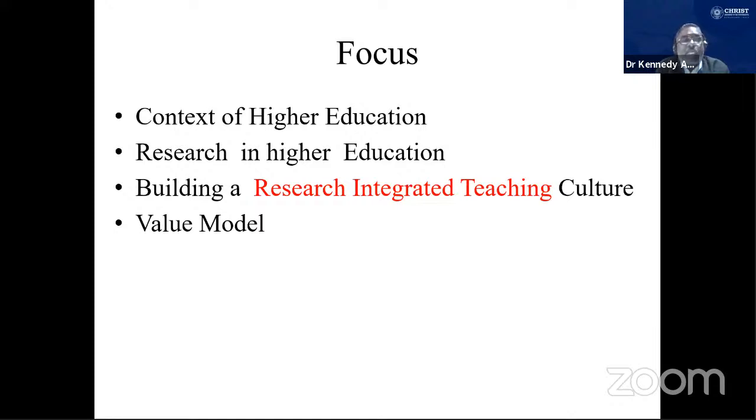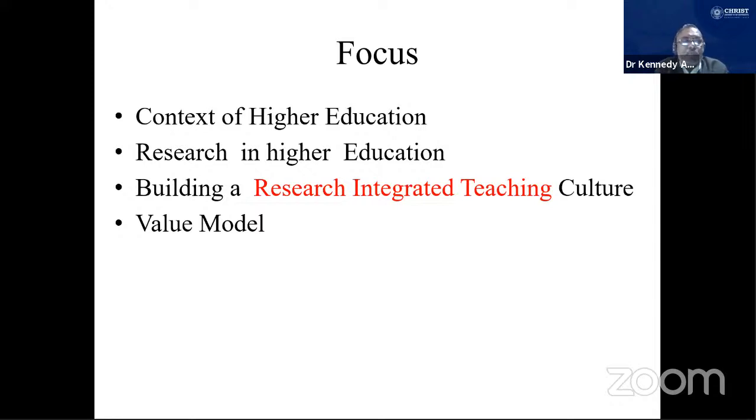All right. So that's a little bit of the context of higher education, because that's where I'm placing today's discussion. And then we look at the concept of research itself in higher education. I will not go into the nuances of research because it's not a PhD class.